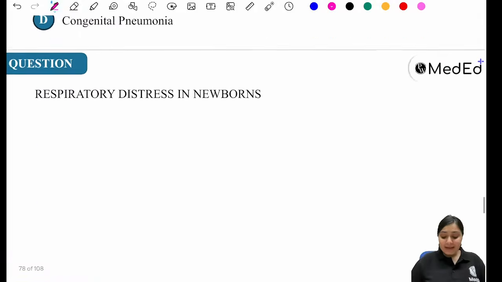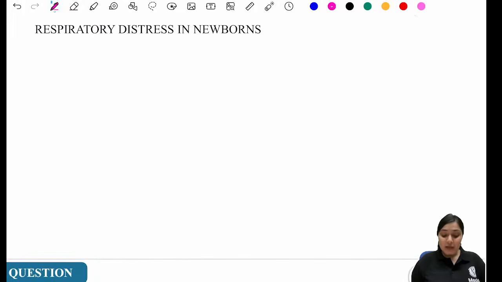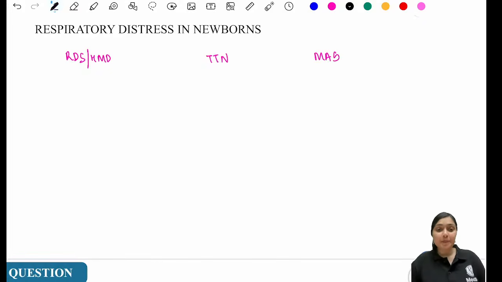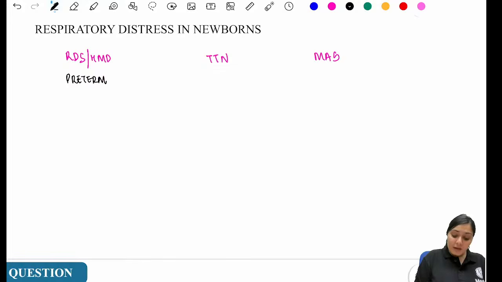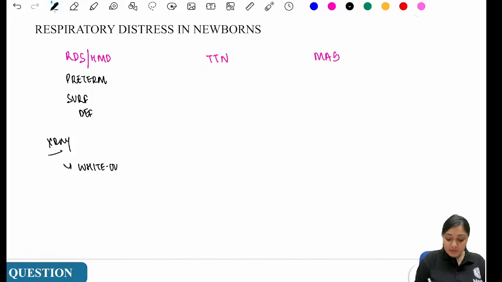So let's understand these 3 conditions that we see in newborns. First is respiratory distress syndrome or hyaline membrane disease. Second is transient tachypnea of newborn. Third is meconium aspiration syndrome. So firstly, respiratory distress syndrome. Where do you see this? We see this in preterm babies. Why does this happen? Because of the surfactant deficiency. And what is the X-ray that you see over here? We see white out lungs or ground glass appearance. An air bronchogram pattern would also be seen.